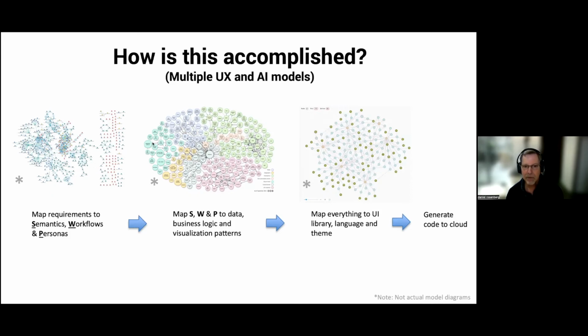And then there's a bunch of intelligence that maps that to aligning with the data. So the semantics, the workflows, and the personas to look at the data and the business problem to be solved, and then to map that to a UX library of design patterns and interface flows. I can explain this part. I can't actually explain that part, and I'm not involved in that part.